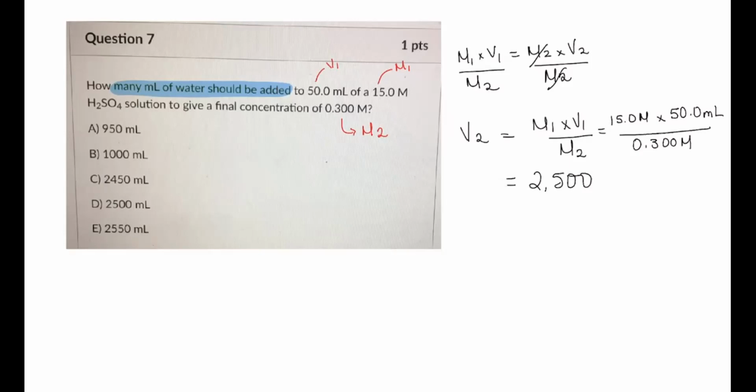Let me do an illustration like we did before. Remember that the V2 term is not the water added. V2 is the final volume of the diluted solution. So if I illustrate what's happening overall, let me just do the drawing of my graduated cylinder.